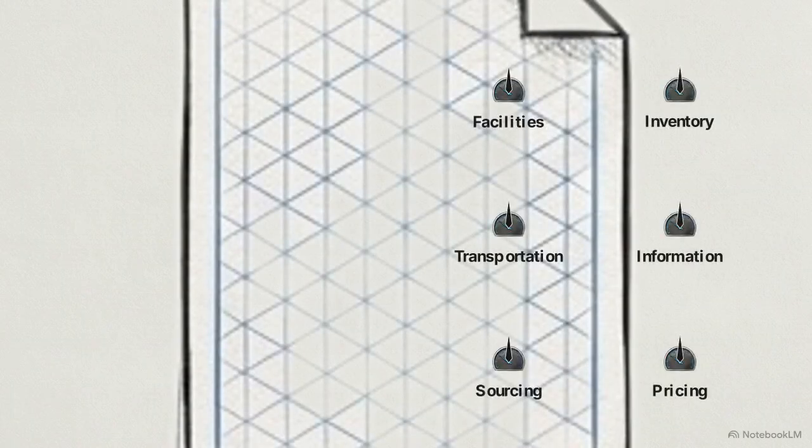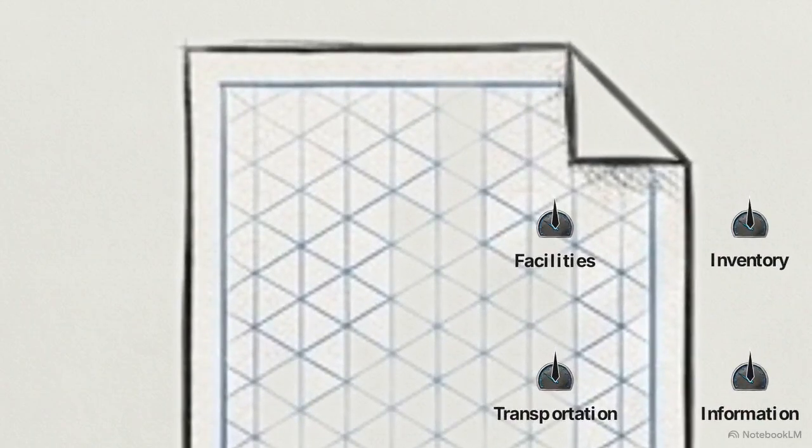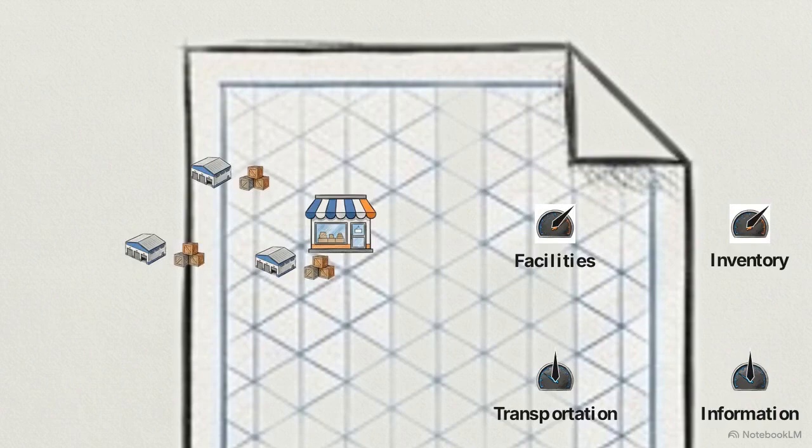On the right side of your paper, list these 6 drivers: facilities, inventory, transportation, information, sourcing, and pricing. First, facilities and inventory. An efficient chain relies on few centralized nodes with lean stock. A responsive chain requires many nodes located near customers, holding buffer stock to absorb spikes.